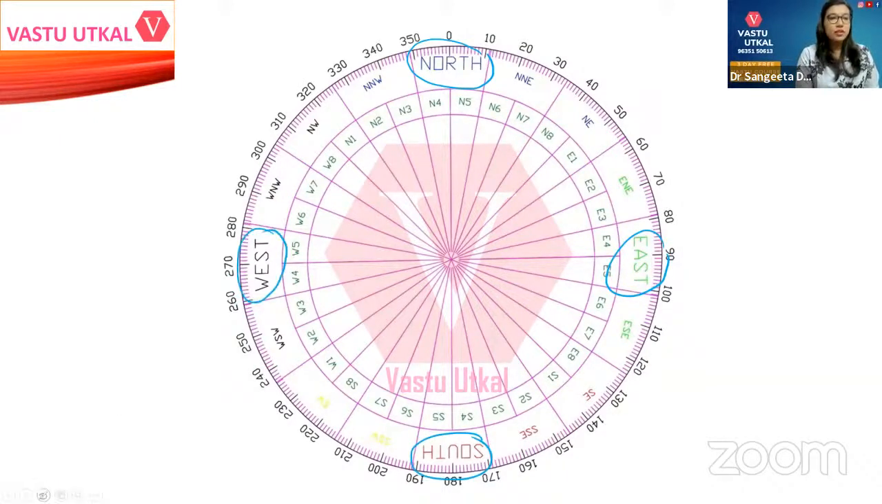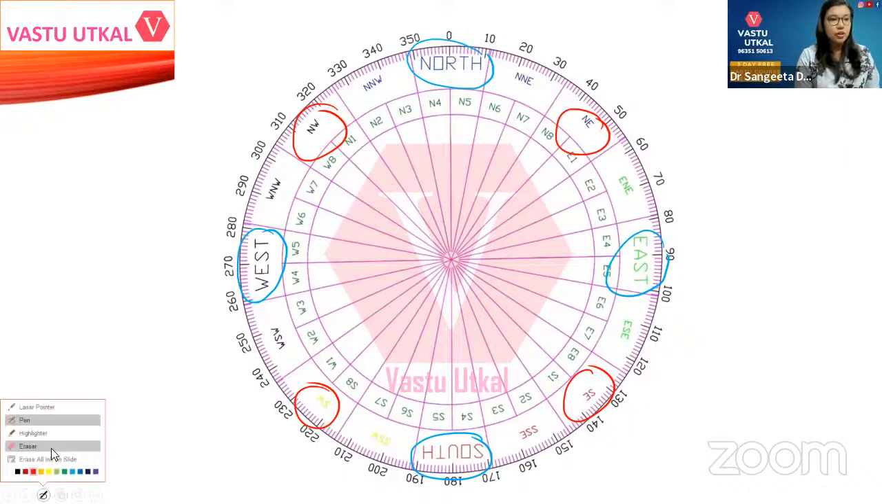Then we have got 4 major corners. This also we have already discussed. Now, in between the major corners and the major directions, we have got sub-directions. So the sub-directions are also marked over here. So when I'll be discussing the remedies for kitchen or for toilet, I'll cover the entire aspect. I'll not just be specific to the remedies of major directions and major corners.